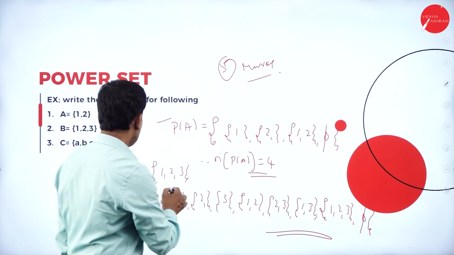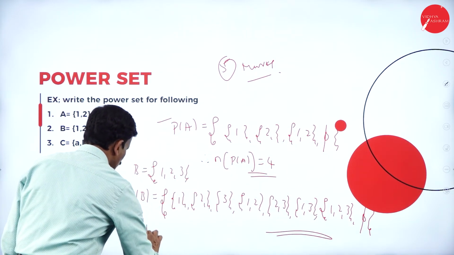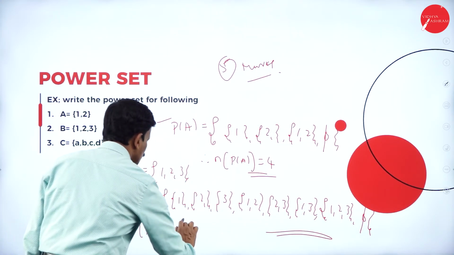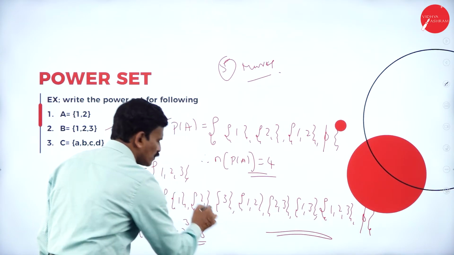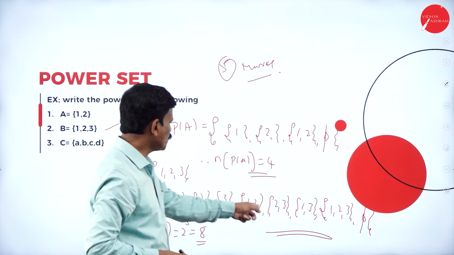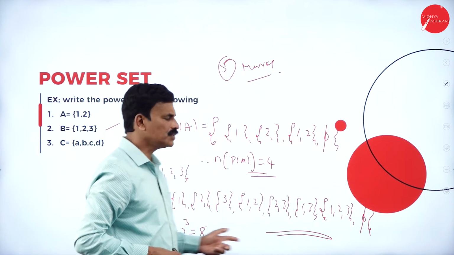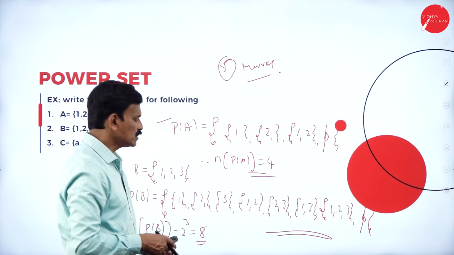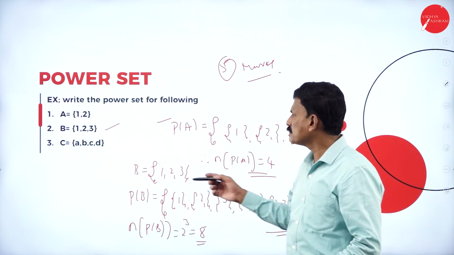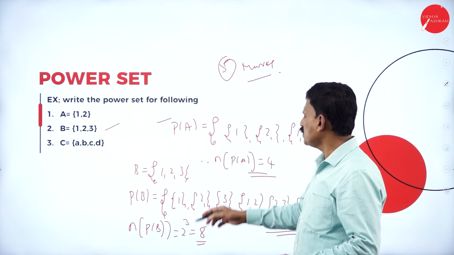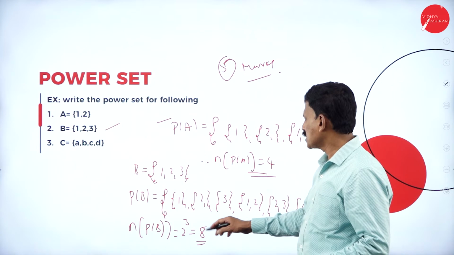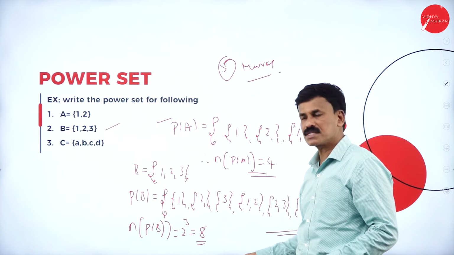So how many elements are there? n(P(B)) is equal to 2 to the power of 3, which is 8. Check whether it contains 8 subsets: 1, 2, 3, 4, 5, 6, 7, 8. So this contains 8 subsets. This is called the power set. The number of elements of the power set of B is 8, that is, 8 subsets are there.